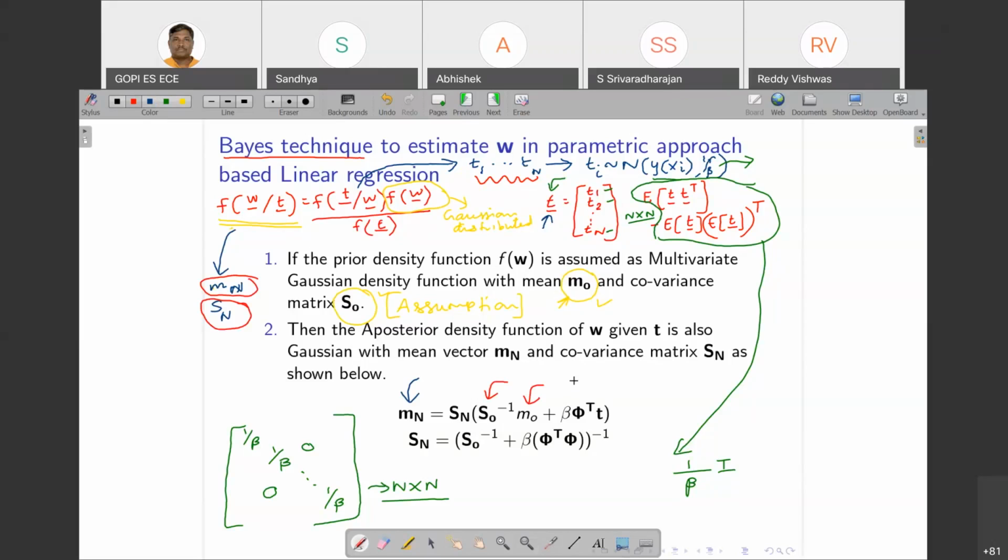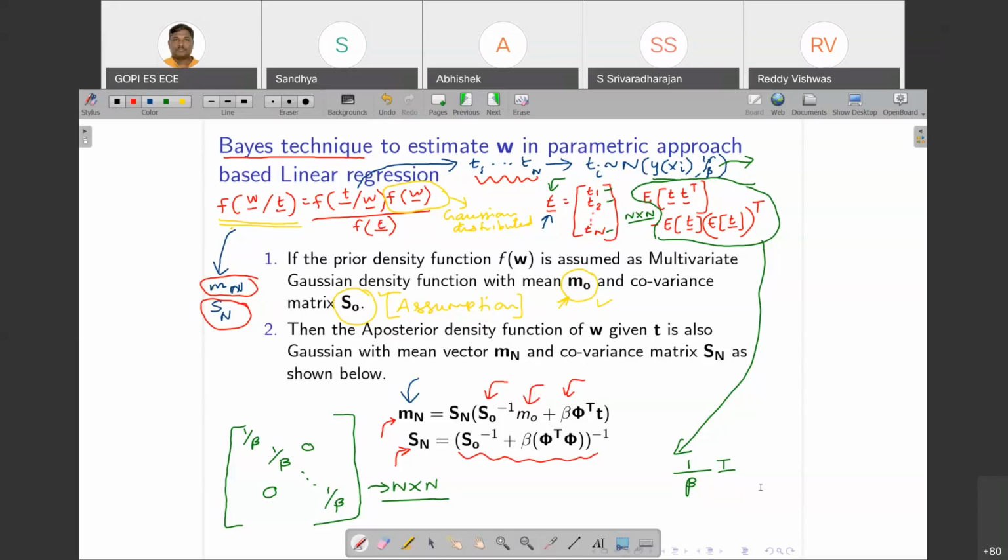So now, I think we will discuss this one in detail in the next class. I just wanted to wind up today's class by asking only one question. You are given Mn and Sn, right? And they have a relationship. If so, what is the Bayes estimate for W?